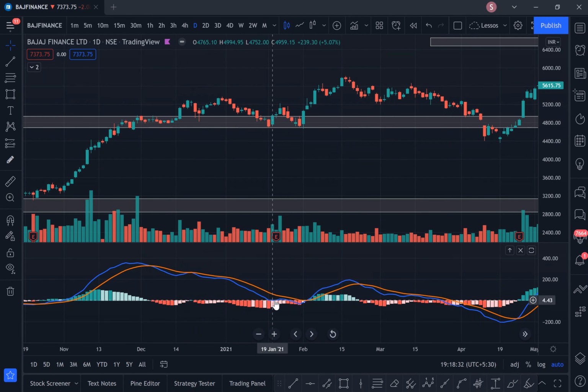You see, and where is the MACD? Are you getting the cut over here? No, the histogram is still red. You are getting a green candle, but the histogram is still red. So you can avoid this particular trade.